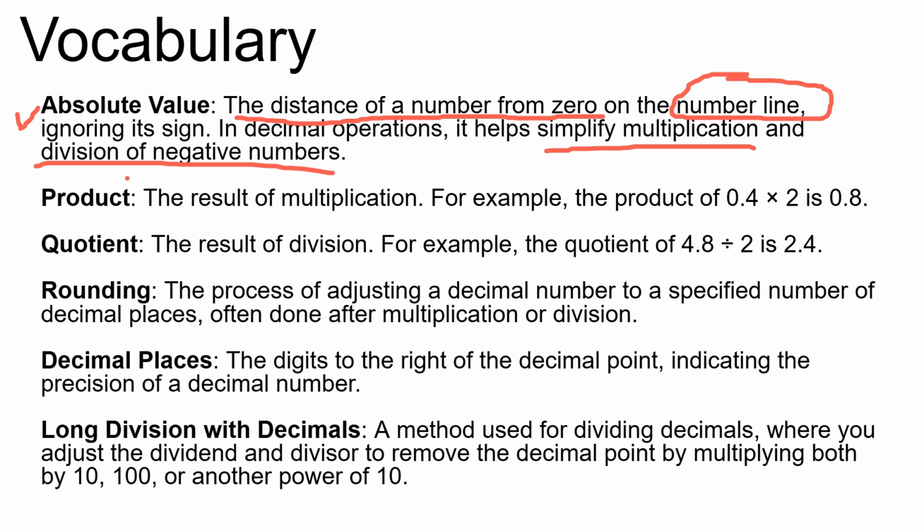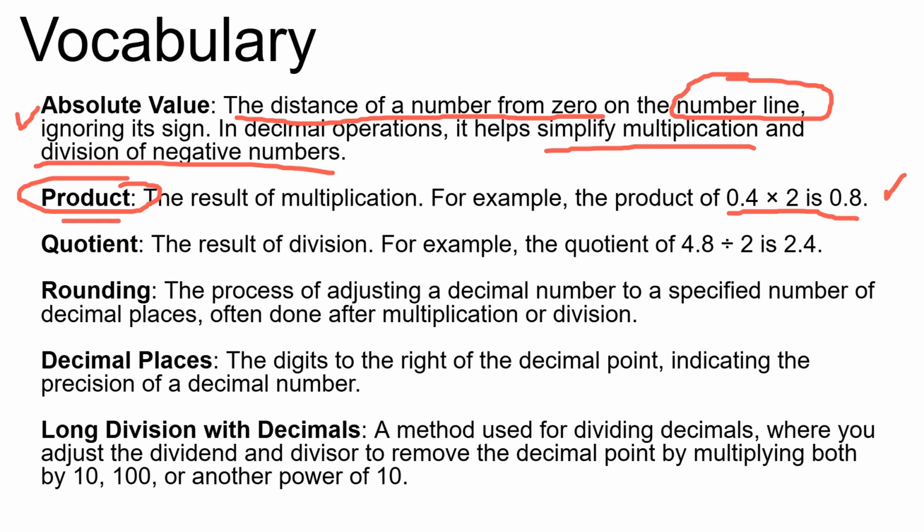And then I have already talked about the product. That's the result of multiplication. I'm not going to expound on this further because we will do that in our examples as we go further. So we'll just give an example. The product of 0.4 times 2 is 0.8. Yes, that's correct. So 0.8 is your product.